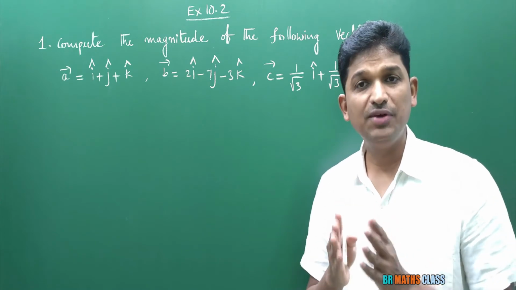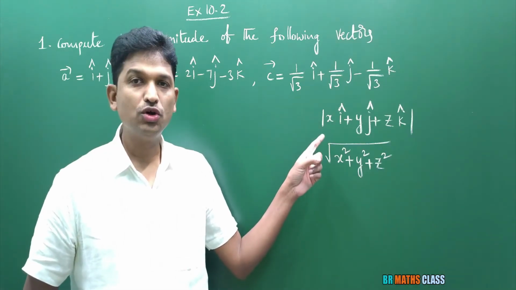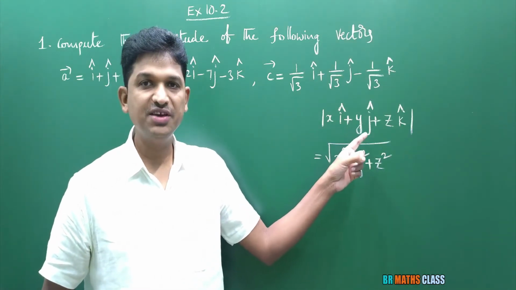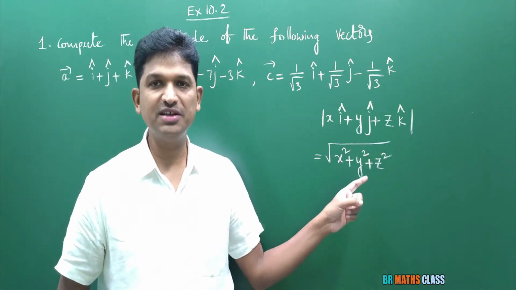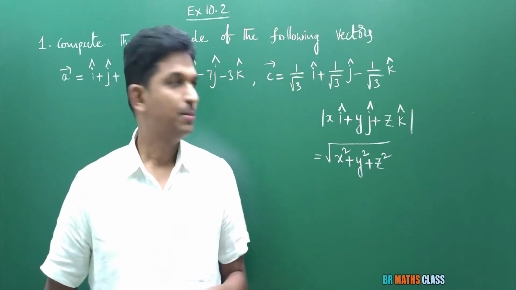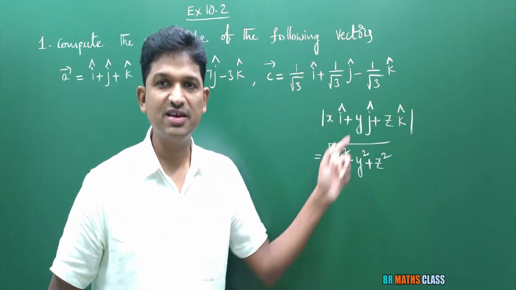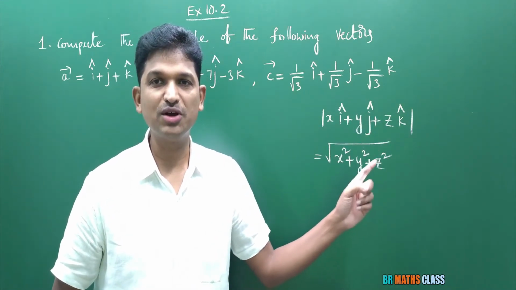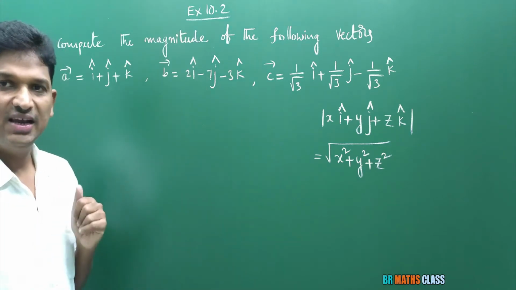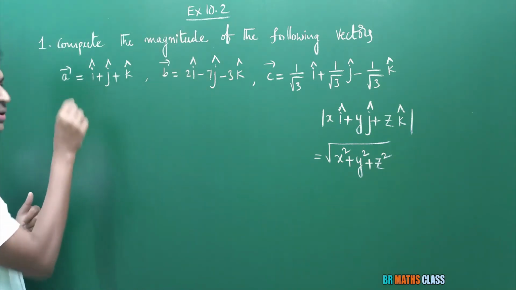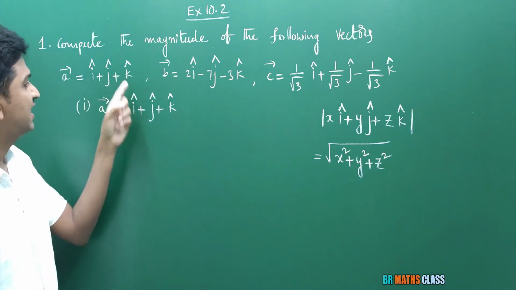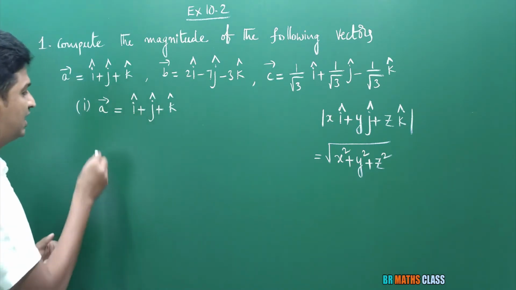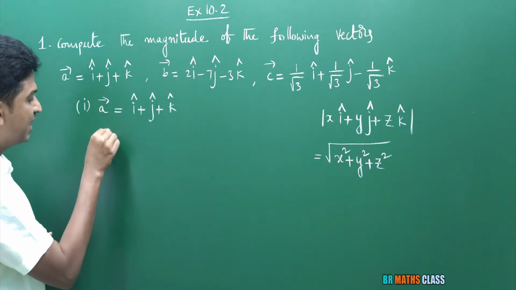In theory part, we learned this point. Magnitude of xi cap plus yj cap plus zk cap is square root of x square plus y square plus z square. So, magnitude of this vector formula is square root of x square plus y square plus z square. First, I will calculate magnitude of vector A bar. You observe they given vector A bar as i cap plus j cap plus k cap. What I need to calculate? I need to calculate its magnitude.